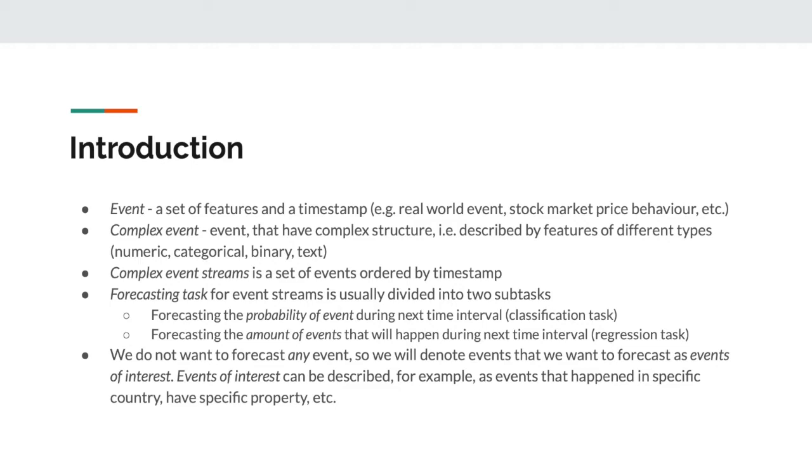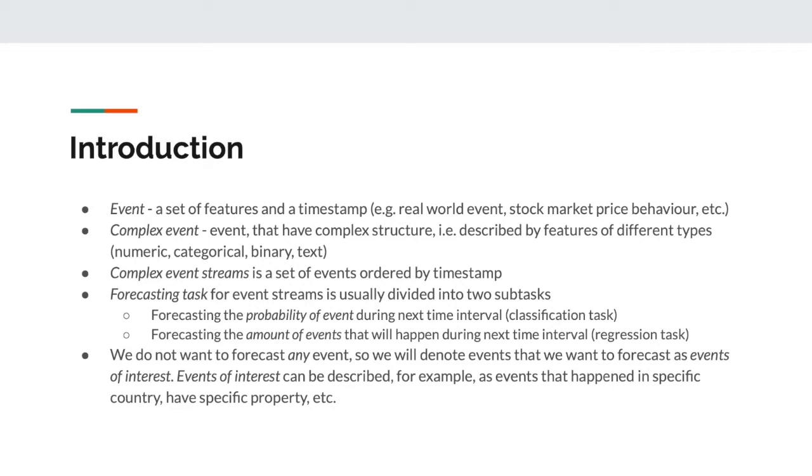And the forecasting task for such streams is usually divided into subtasks. The first one is forecasting the probability of an event happening during the next time interval, and it can be considered as a classification task because the target variable lies in the interval from 0 to 1 and represents probability. And the second task is forecasting the amount of events, and this task could be considered as a regression task.